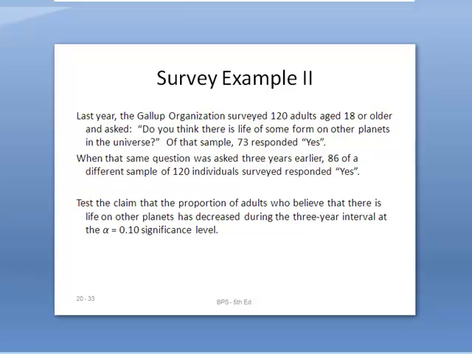Let's take a look at example 2. Last year, the Gallup organization surveyed 120 adults aged 18 or older and asked, do you think there is life of some form on other planets in the universe? Of that sample, 73 responded yes. When the same question was asked 3 years earlier, 86 of a different sample of 120 individuals surveyed responded yes. We want to test the claim that the proportion of adults who believe that there is life on other planets has decreased during the 3-year interval at a 0.1 significance level. So let's answer some questions.